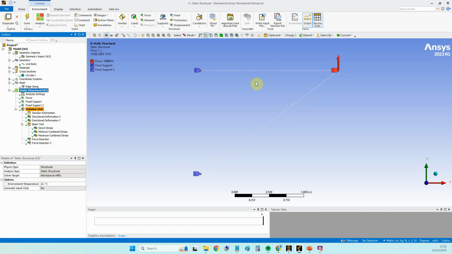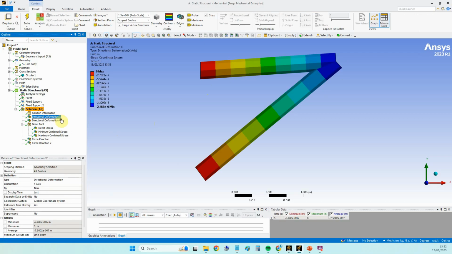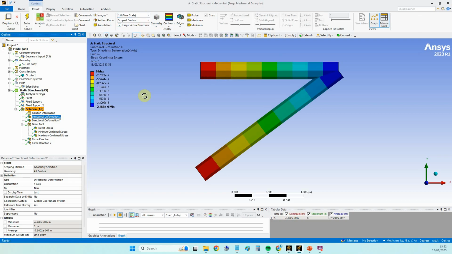When I solved that, I can look at the directional deformation. Here it's exaggerated the deformation, so I can just go up here and put it down to the normal deformation. Again, I'm getting a deformation of minus 2.486 in the x direction. When we solved that, we got minus 2.539, so again it's reasonably similar. And then in the y direction, I'm getting a max deformation of almost 1 e to the minus 5. I'm getting 9.77 e to the minus 6.